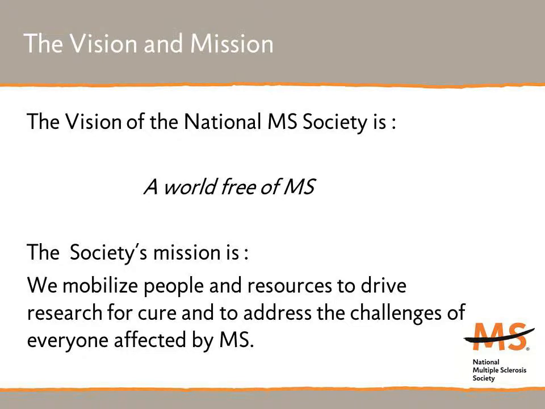The vision and the mission of the MS Society are on this slide. And of course, the vision is creating a world free of MS. And through our 50-state network of chapters, the Society helps people affected by MS by funding cutting-edge research, driving change through advocacy, facilitating professional education, and providing programs and services that help people with MS and their families move their lives forward.